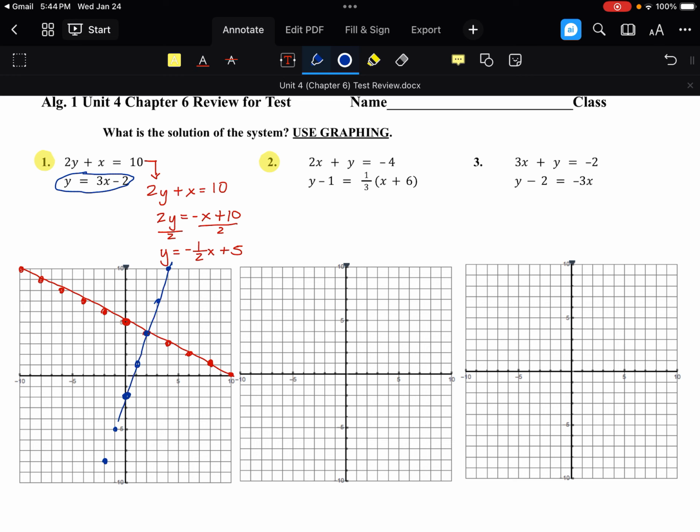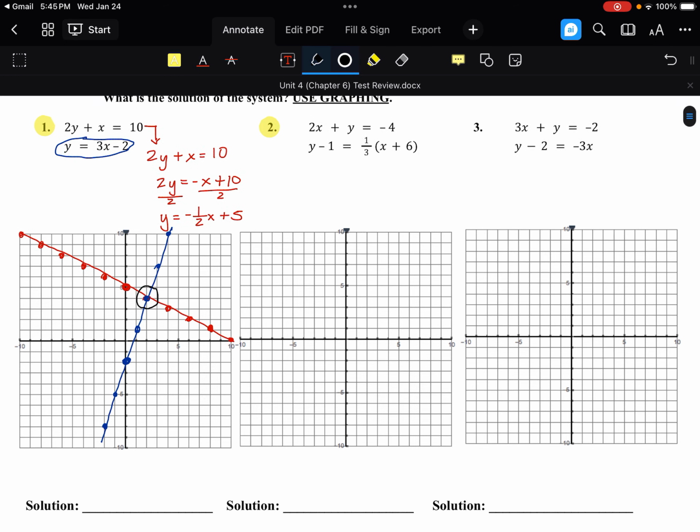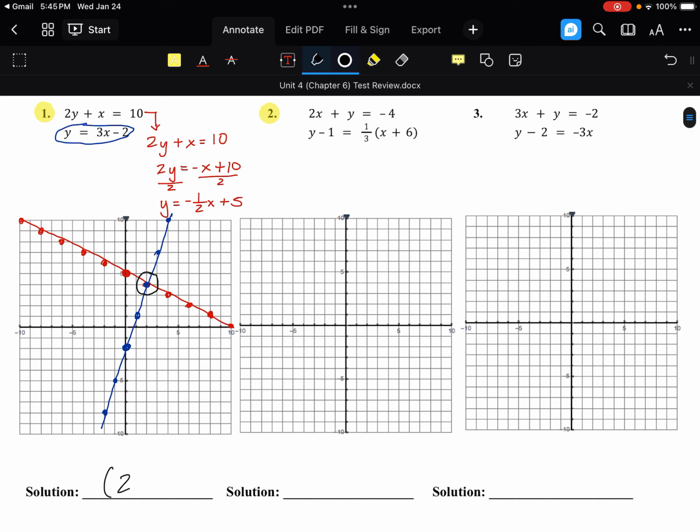So in this case, we're looking for the point of intersection because that's going to represent the solution to our system. In this case, that point is right here. That is the point 2, 4.